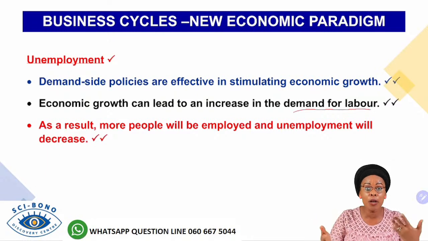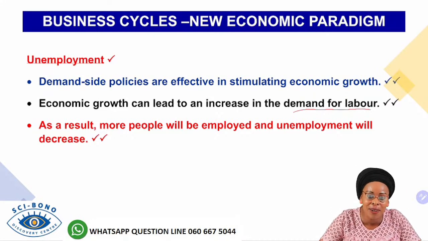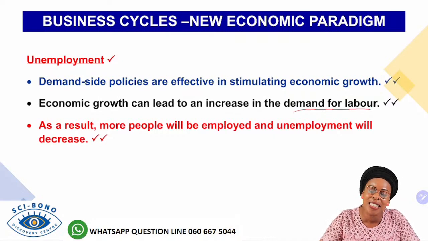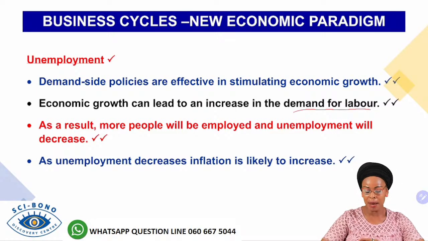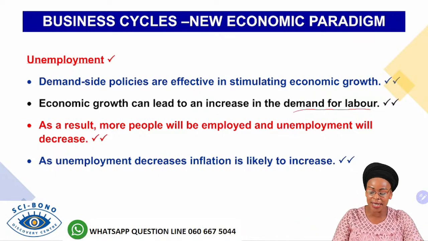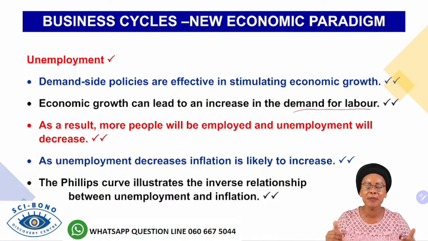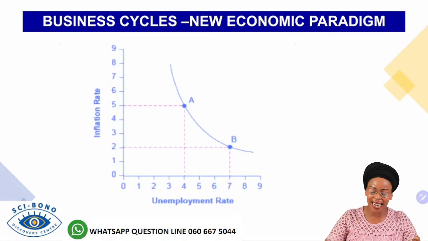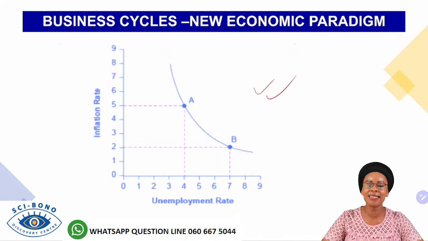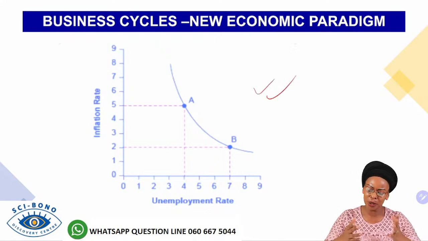As a result, more people will be employed, and unemployment will do what? Unemployment will decrease. Remember what I said? As unemployment decreases, more people are working, they are demanding more, supply does not respond, price goes up. Inflation kicks in. As unemployment decreases, inflation is also likely to increase. And this is illustrated where? In the Phillips curve. By describing what a Phillips curve is, you get another 2 marks. By drawing the graph correctly, another 2 marks, showing us the inverse relationship between unemployment and inflation, 2 marks.